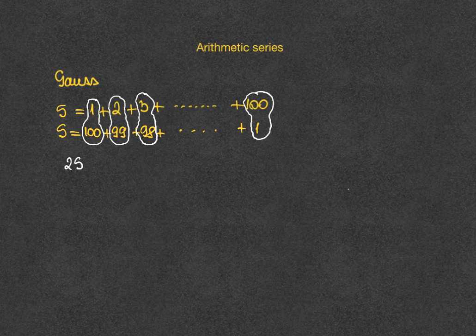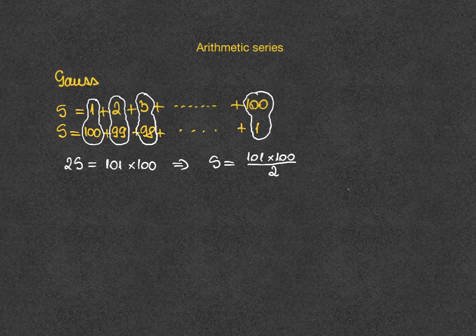So if he adds two sums, he will get 101, 100 times, because there are 100 groups. So Gauss concluded that the sum of all numbers from 1 to 100 is 101 times 100 over 2, which is, I think, 5050. That's how quickly he came up with a solution. And this prompts us to find the sum of the first n terms of an arithmetic progression.